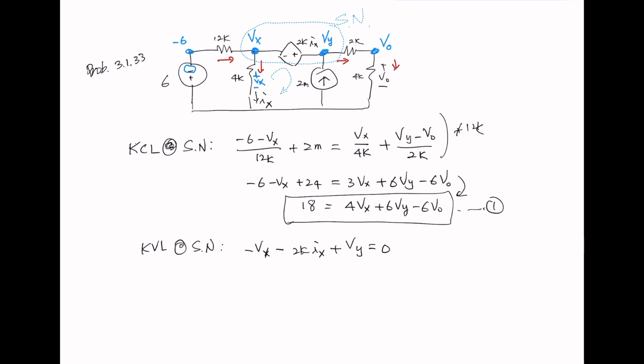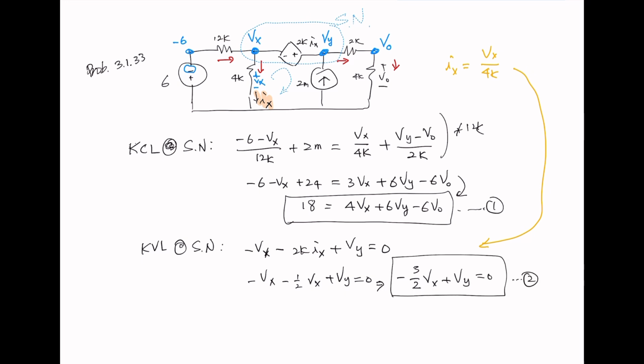For the second equation, we have Ix. So we need to find Ix to replace in terms of Vx, Vy, or V0. By looking at the Ix right here, Ix is going to be Vx over 4K. V goes to IR, I goes to V over R. Now we can plug this into this equation. Then we have -Vx minus 1/2 Vx plus Vy equals 0. And then we have -3/2 Vx plus Vy equals 0. That's our second equation. And for the third equation, we need to do KCL at V0.